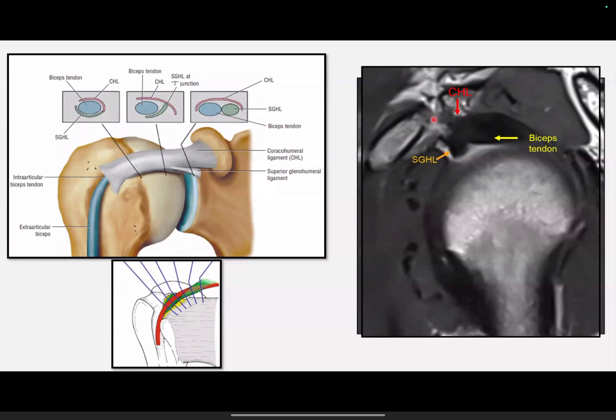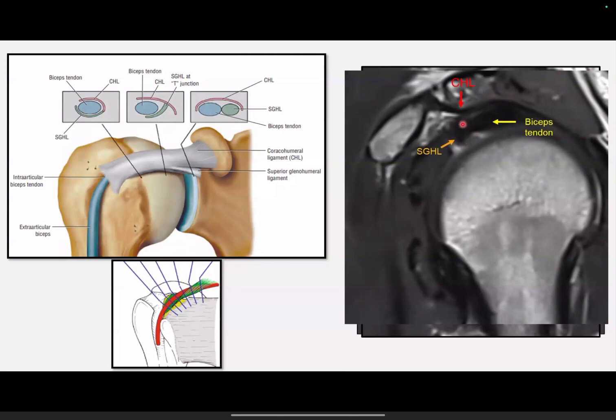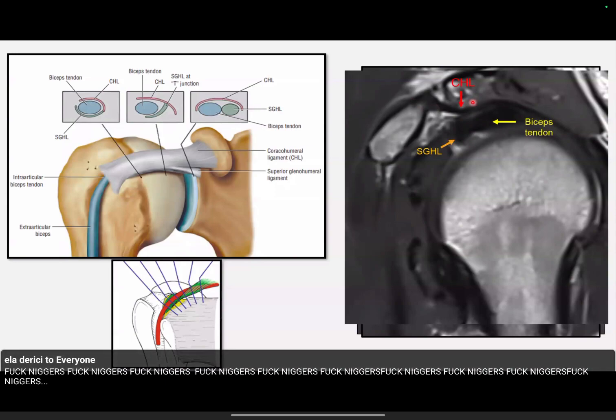Here you can see these are the fibers of the coracohumeral ligament, which arises from the lateral-most part of the base of the coracoid process. In the next image you can also see the biceps tendon. The SGHL is just anterior to the biceps tendon, and the coracohumeral ligament is forming the roof.